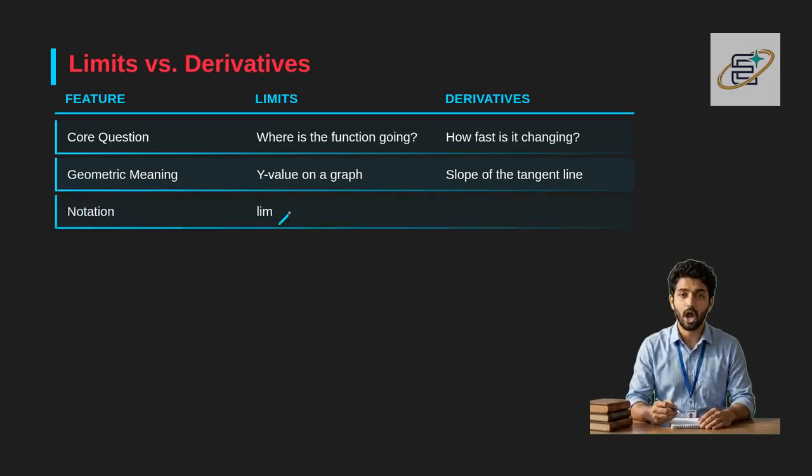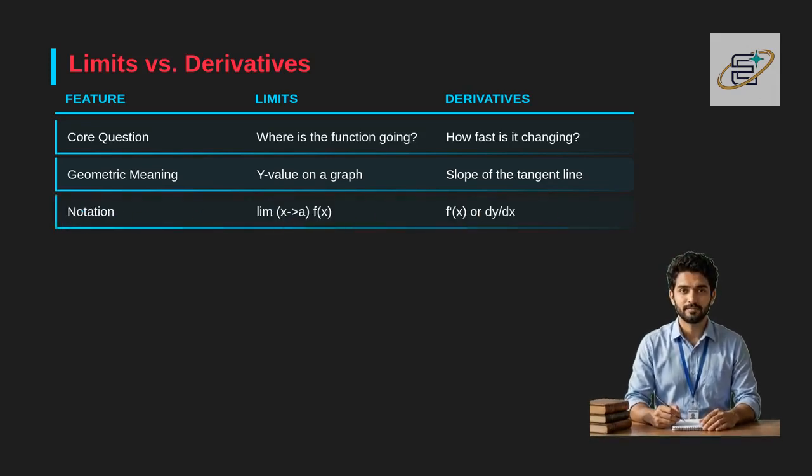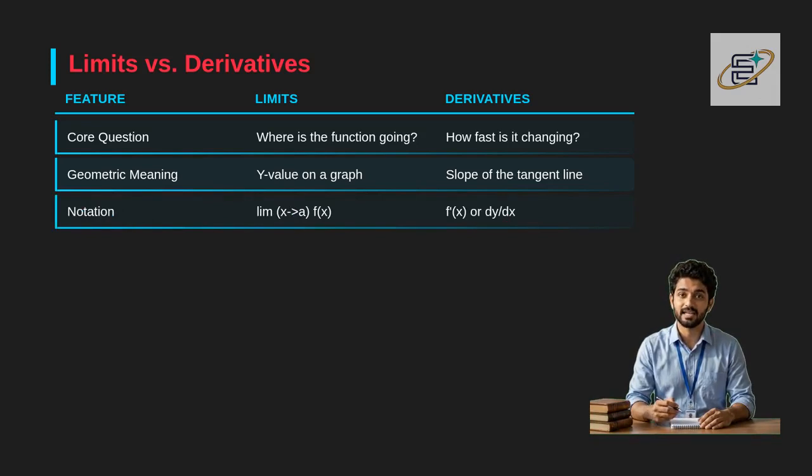You can easily spot them by their notation. Limits use the lim abbreviation with an arrow showing the approach. Derivatives use the prime notation, like f prime of x, or the Leibniz notation, dy over dx.